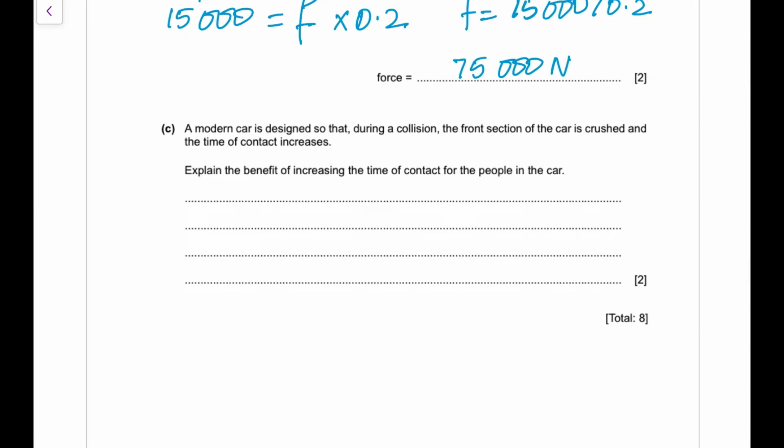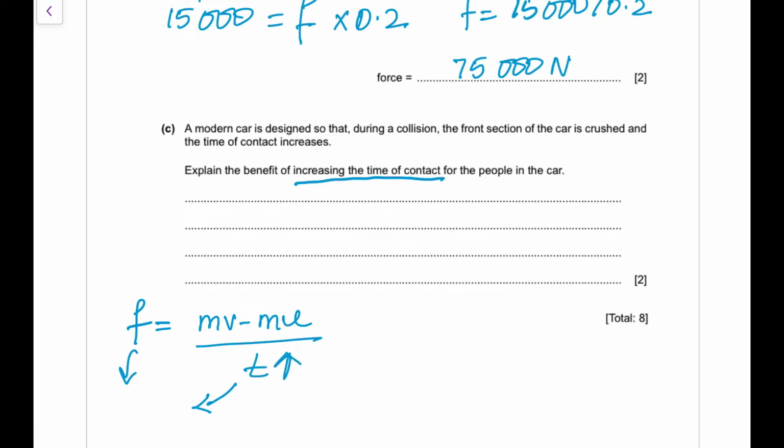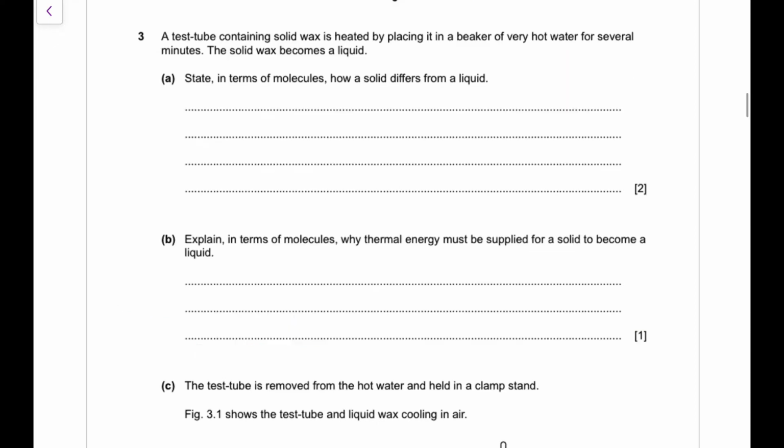The aim of increasing the time of contact is to decrease the force experienced by people in the car, and that's because resultant force is equal to rate of change of momentum. As you can see, force and time have an inverse proportion. They are inversely related to each other, which means if you increase the time of contact, you decrease the resultant force acting on the bodies. And so that's the case over here. You want to reduce the resultant force acting on people due to the collision, so that you would minimize the chances of injuries.